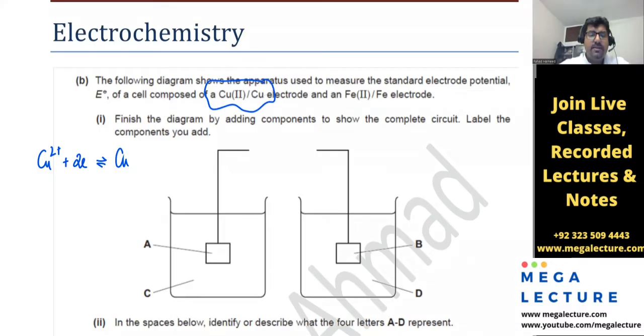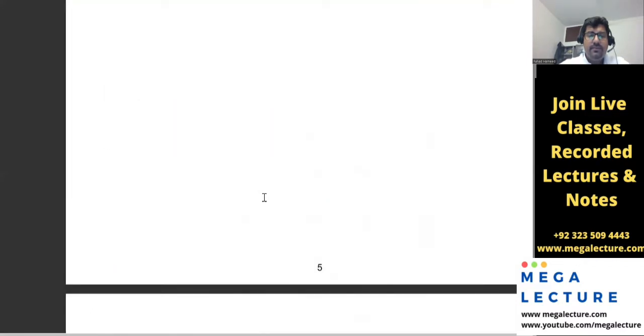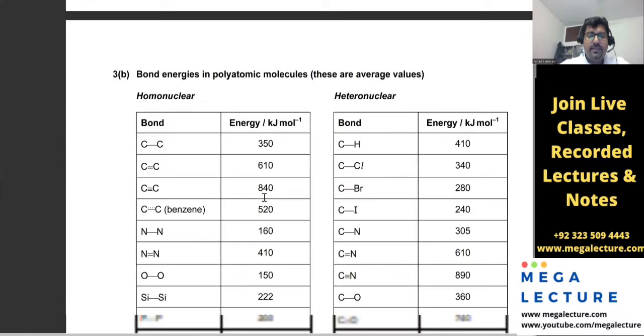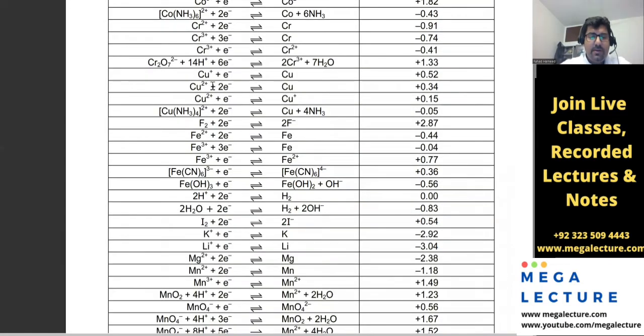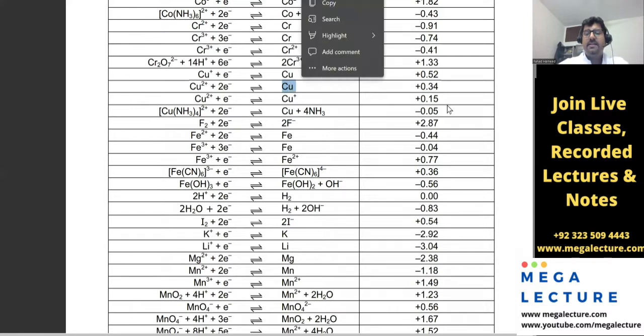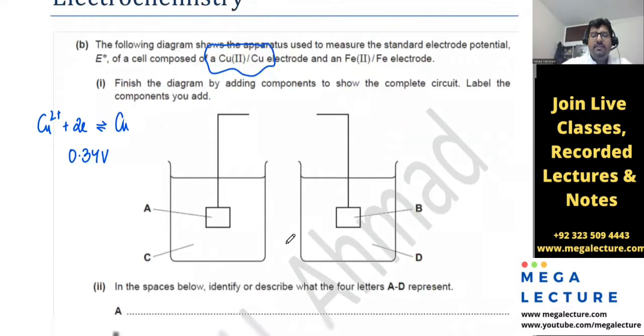You can just open the data booklet and go to these equations and you will see copper 2 in equilibrium with copper. So here's your copper 2, which is in equilibrium with copper. So they're talking about this specific electrode, which has a voltage of 0.34 volts.